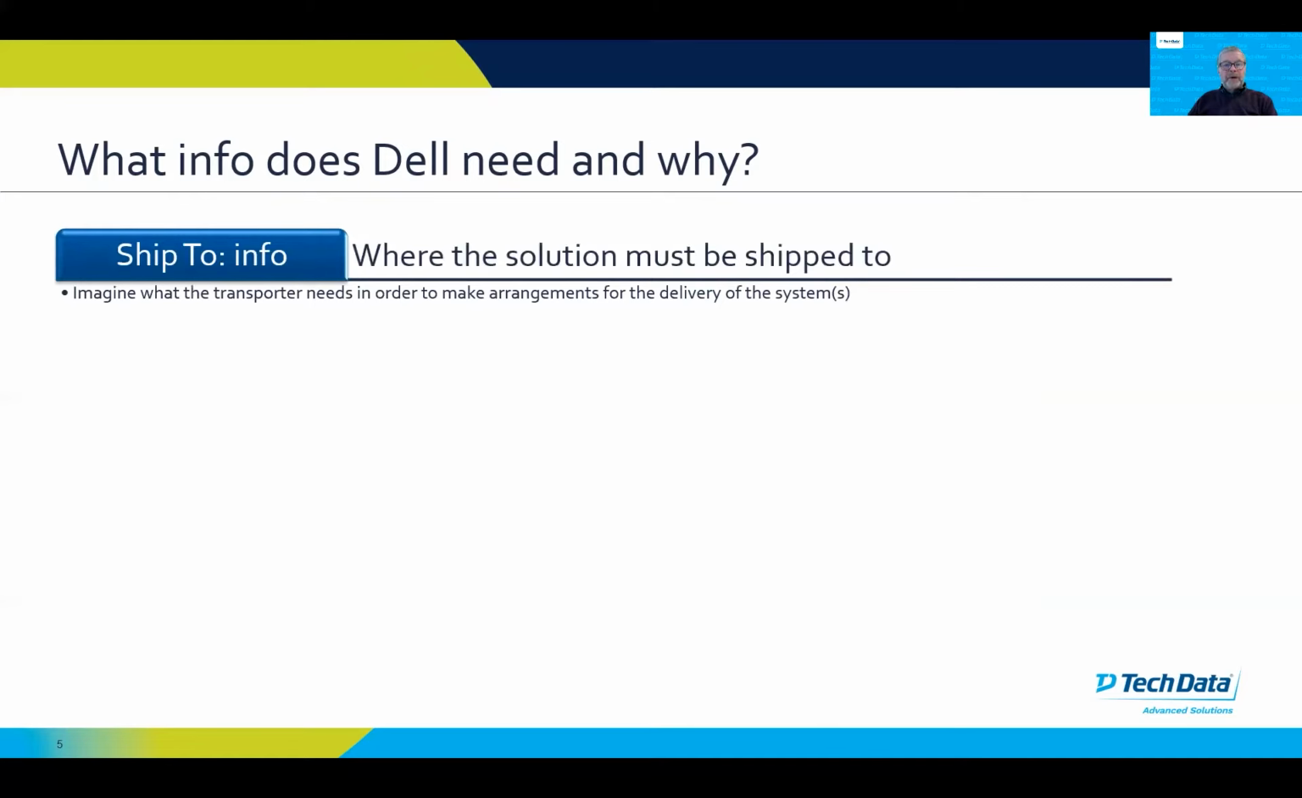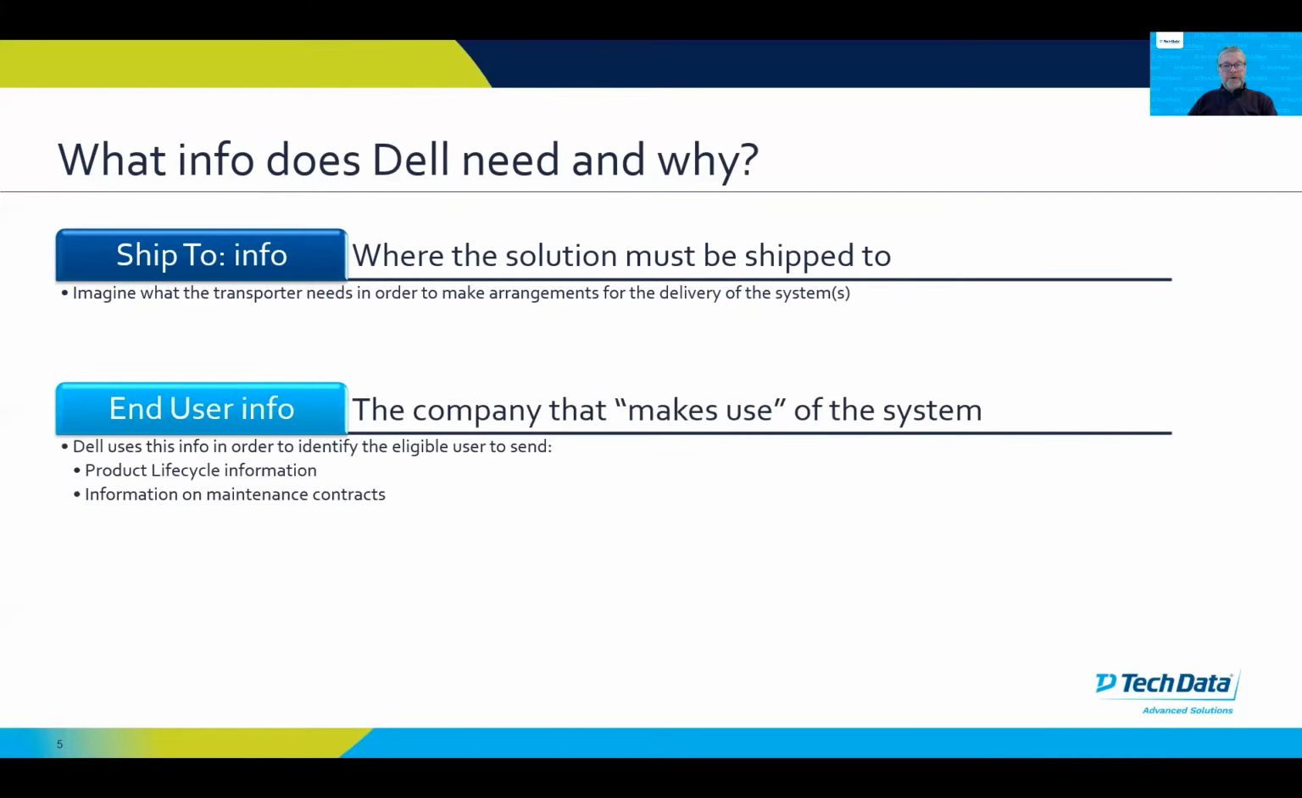First of all, we need to provide detailed information on where the system must be delivered. This detailed information is important because this will be used by the transporter to contact the correct person to make arrangements for the delivery of the system. So this information will be used by the transporter to check if the end user is ready to accept a large shipment and verify the correct delivery details.